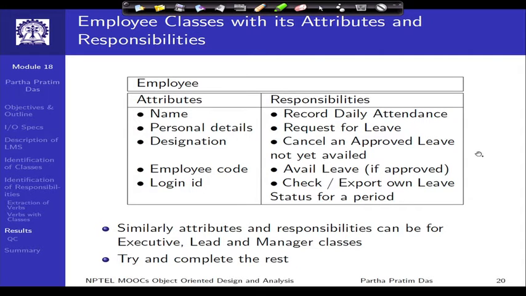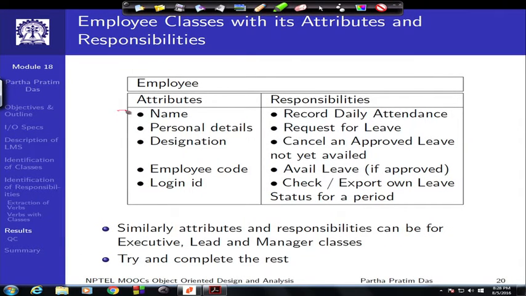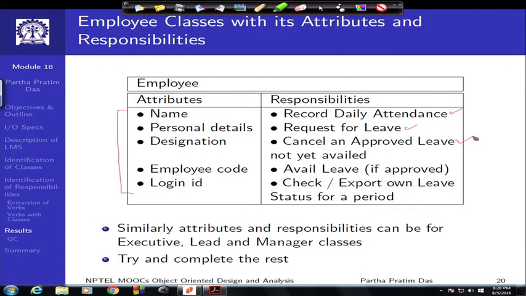So, with that, if we take back, then somewhat at a very early level, our design could look something like this. We already knew that there are several classes and employee is a class, and if we look into the exercise, these are different attributes which are specified somewhere in the document for an employee: name, personal details, designation, employee code, login ID. These came up through the analysis of extraction of nouns, then it went through the process of categorization, classification as attributes.